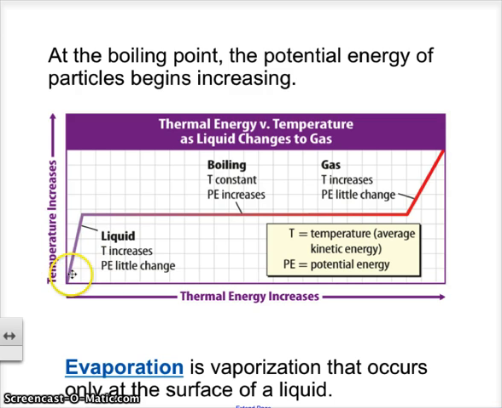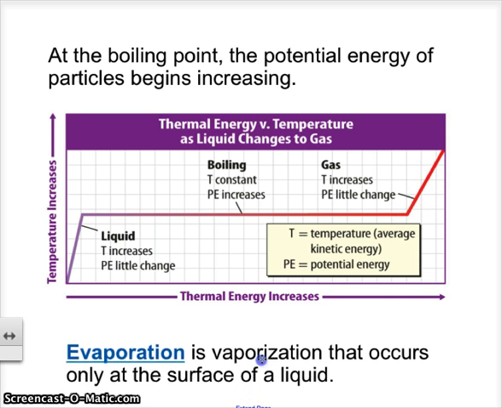So here we can see again, as a liquid, temperature increases, potential energy, there's not a whole lot going on. Then when we get to the vaporization point or boiling point, we're going to see that it levels off. The temperature will stay constant, but the potential energy is going to increase. And then once it has been converted, at this point it'll convert from liquid to a gas, and then we're going to see the temperature increases and potential energy will have little change.